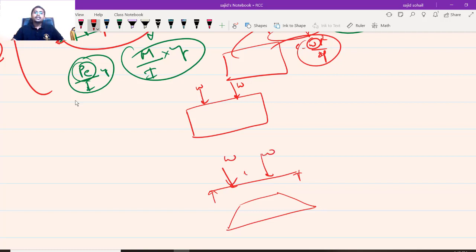If this is L by 3, L by 3, L by 3, and this is W, then this will be WL by 3, this will be WL by 3. I hope it is very simple for you, and you will remember it. So what I am doing is providing my tendons like this, so that it will give me the best results. The concept is clear. This is called the load balancing concept.